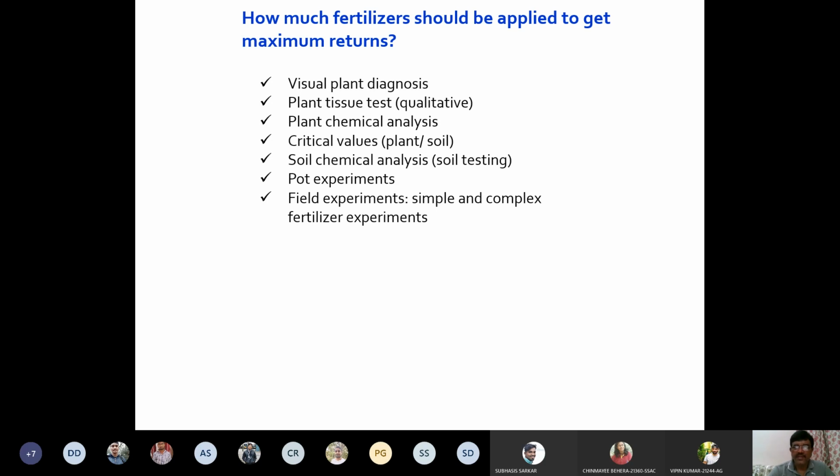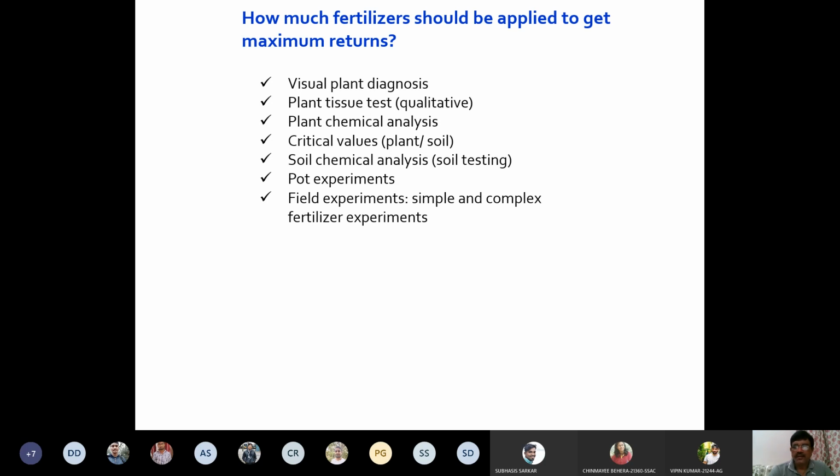Pot experiments give you a general idea, but they cannot be extrapolated to field experiments. So field experiments are definitely the answer, where we can see how much nutrient can be supplied from soil, and these are very, very important to decide the optimum level of fertilizer.